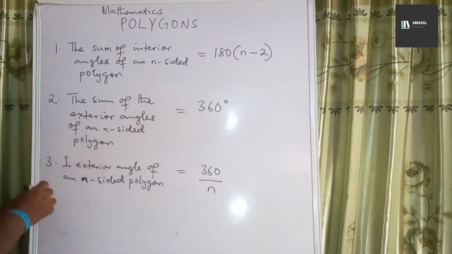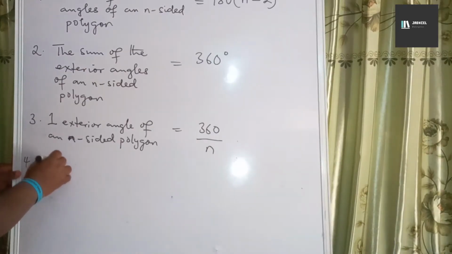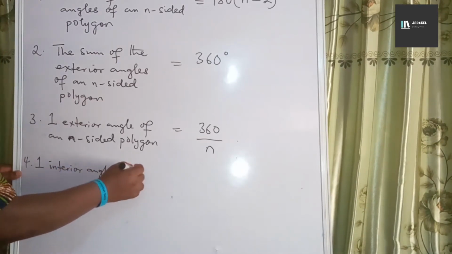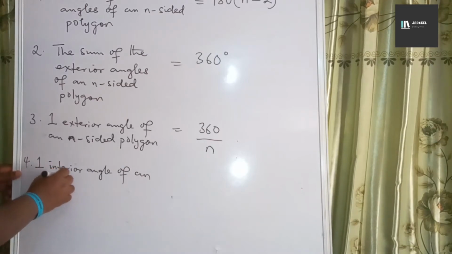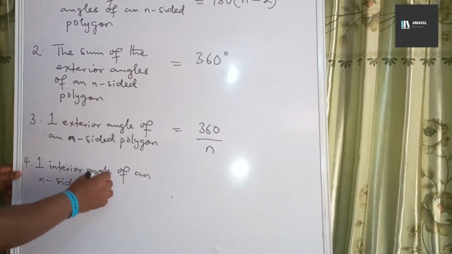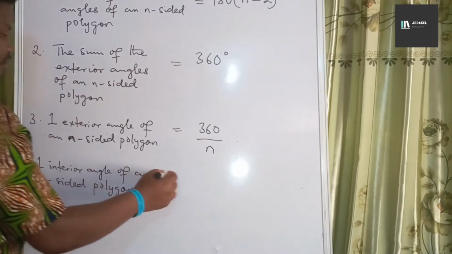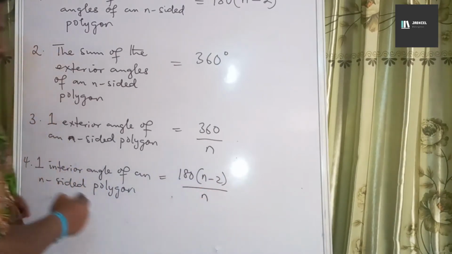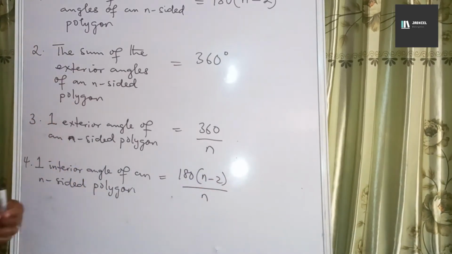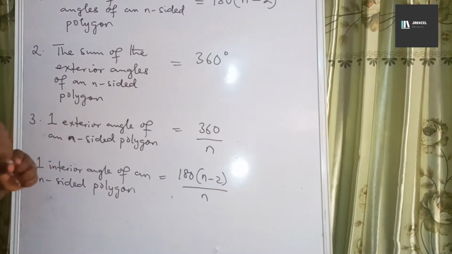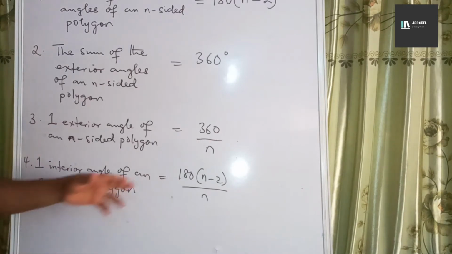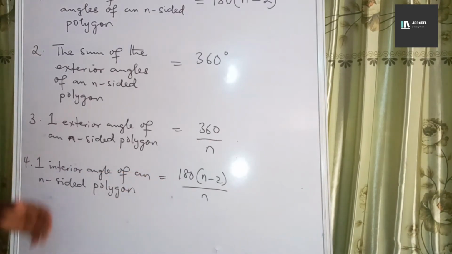Then lastly, we have that one interior angle of an n-sided polygon equals 180(n minus 2) over n. That is, when we know the number of sides of the polygon and we want to know the value of one of its interior angles, we can make use of this equation. So for us to understand this topic very well, we need to consider some questions.